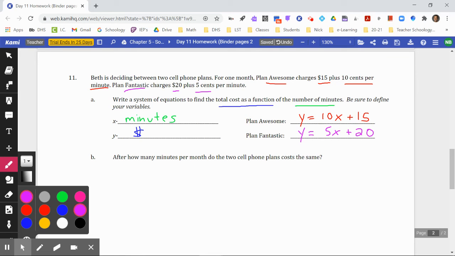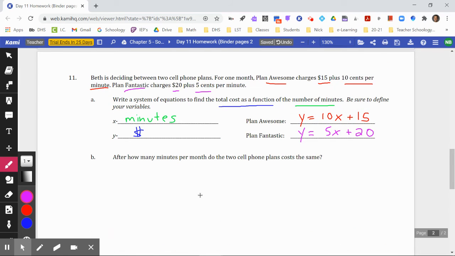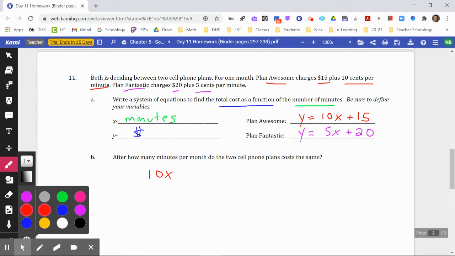Now for part B, after how many minutes, so we're solving for x, per month do the two cell phone plans cost the same? In order to do this, I have to set them equal to each other. If they cost the same, when are they equal to each other? So I'm going to say, when does 10x plus 15 equal 5x plus 20?